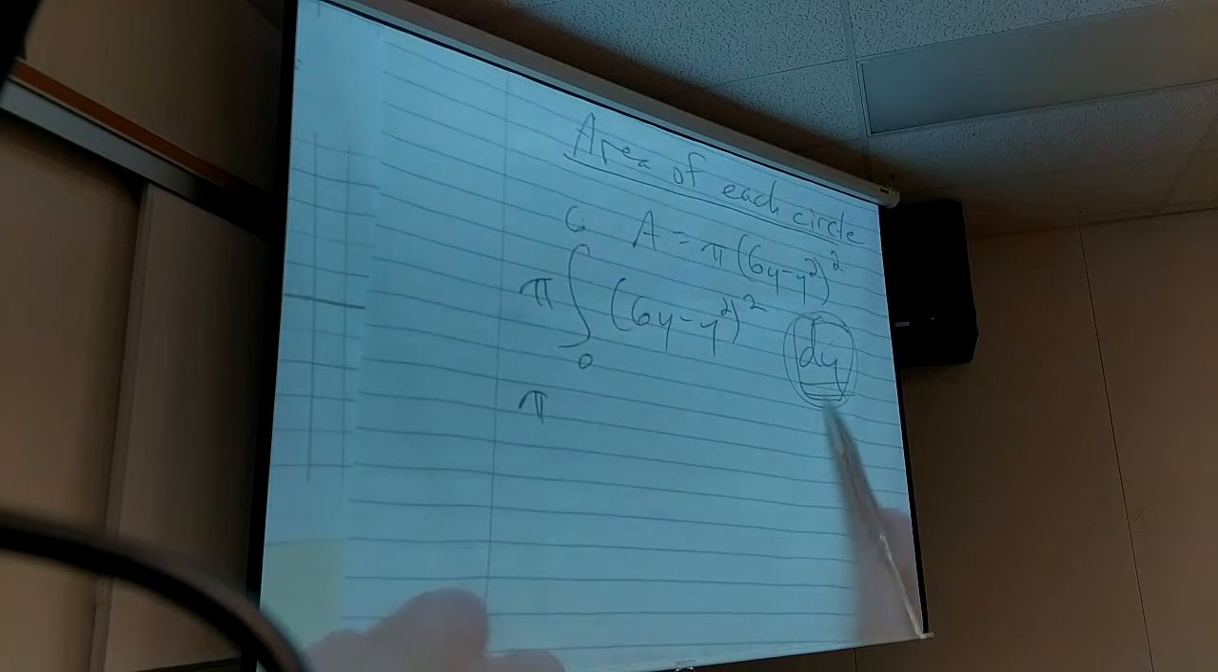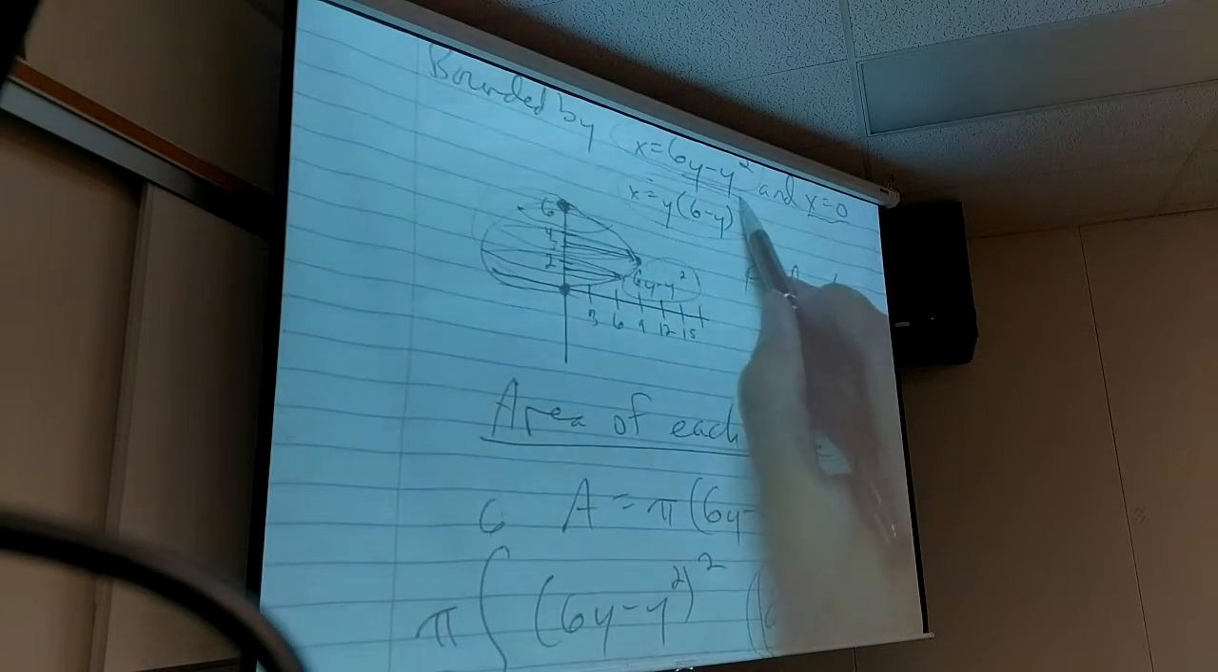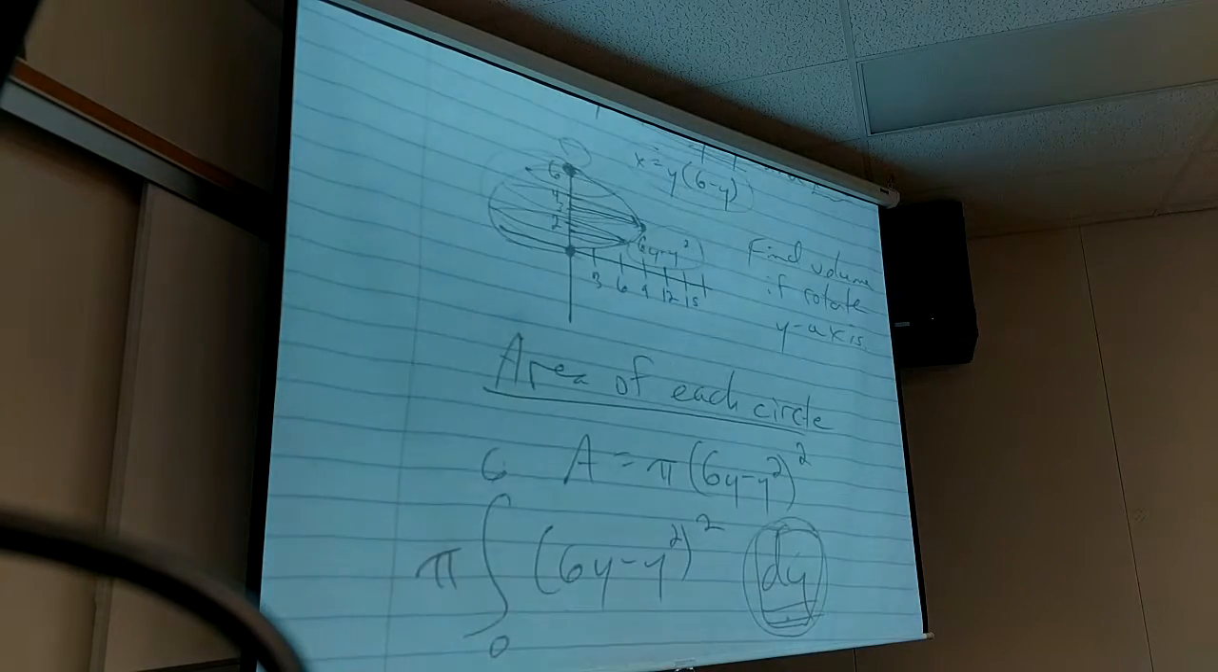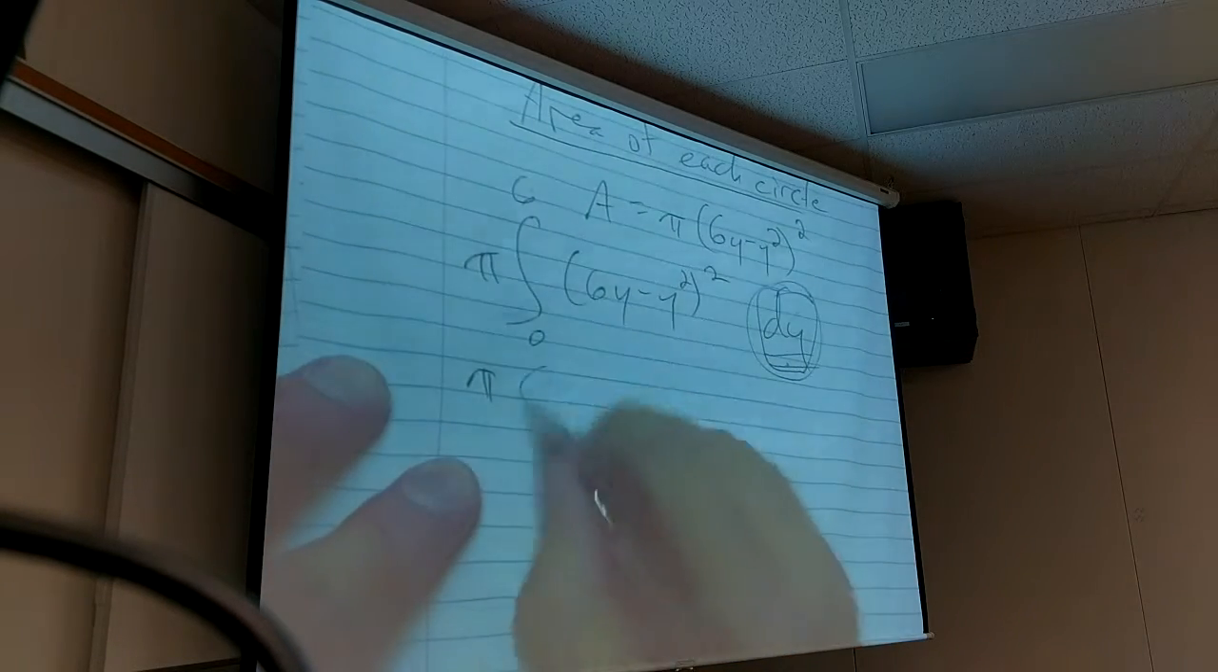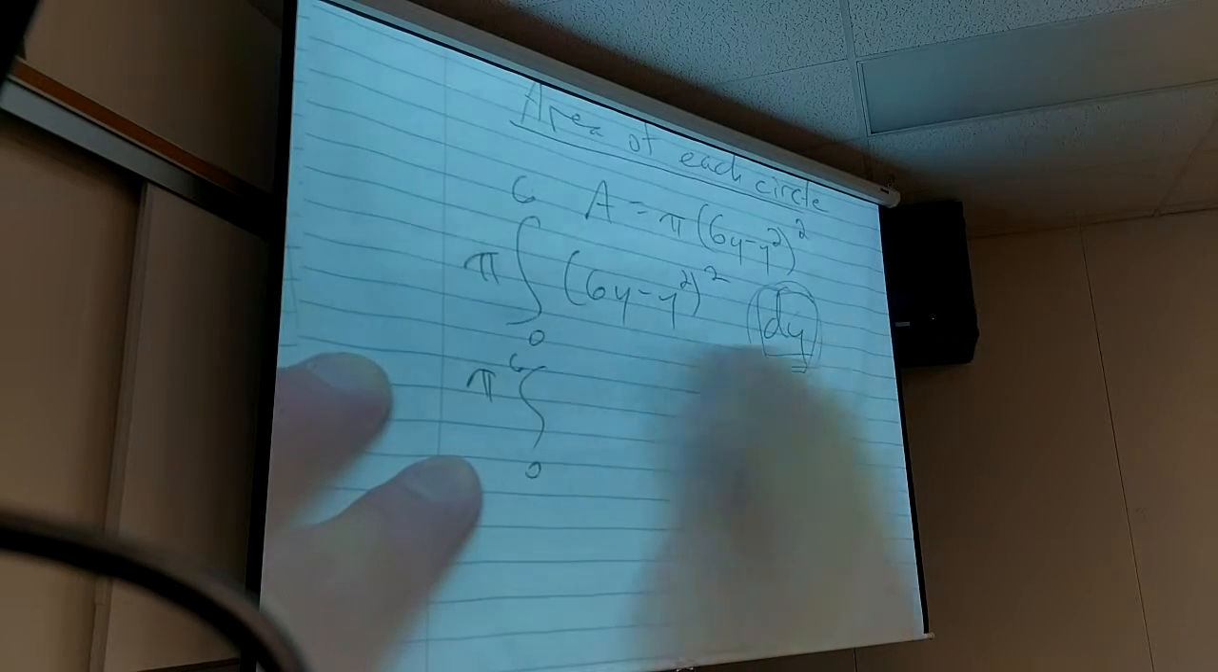How did I know I wanted a dy? Because the function's in terms of y. I'm rotating around the y-axis. I want the thing that makes it dy. That's disks. And now I just have to, like I said, do this boring stuff here.